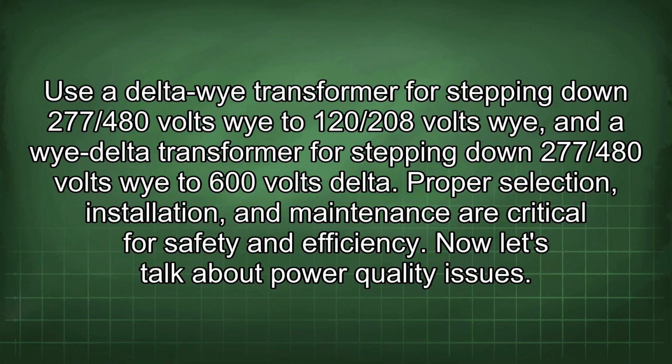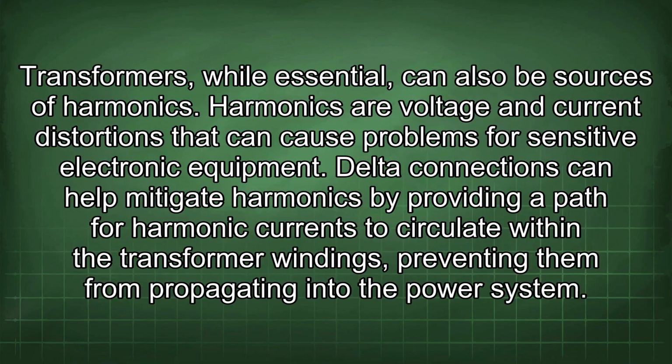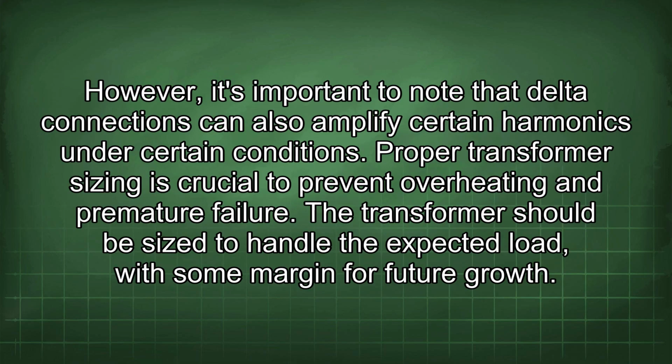Now let's talk about power quality issues. Transformers, while essential, can also be sources of harmonics. Harmonics are voltage and current distortions that can cause problems for sensitive electronic equipment. Delta connections can help mitigate harmonics by providing a path for harmonic currents to circulate within the transformer windings, preventing them from propagating into the power system. However, it's important to note that delta connections can also amplify certain harmonics under certain conditions.